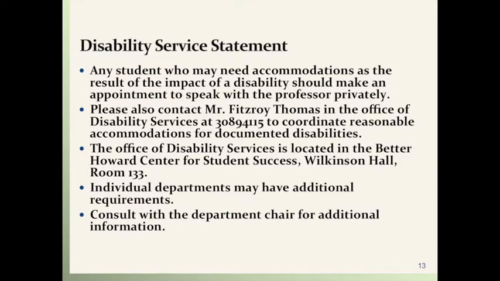If you have a disability and need special accommodation, please email me or call me privately. Also, please contact the Disability Services Office. If you need additional information, contact the department chair.